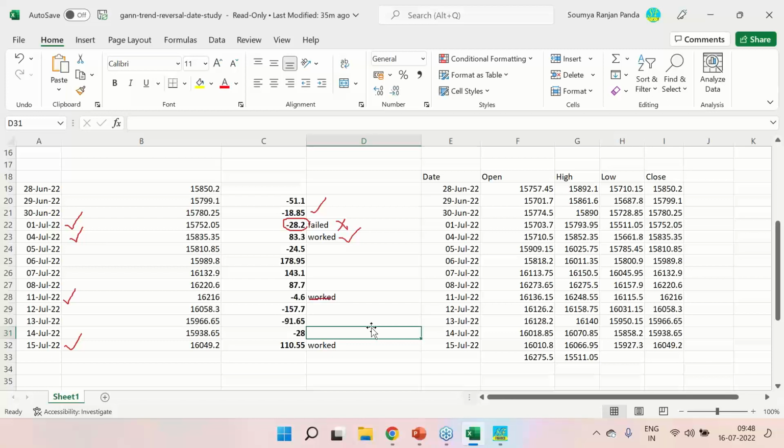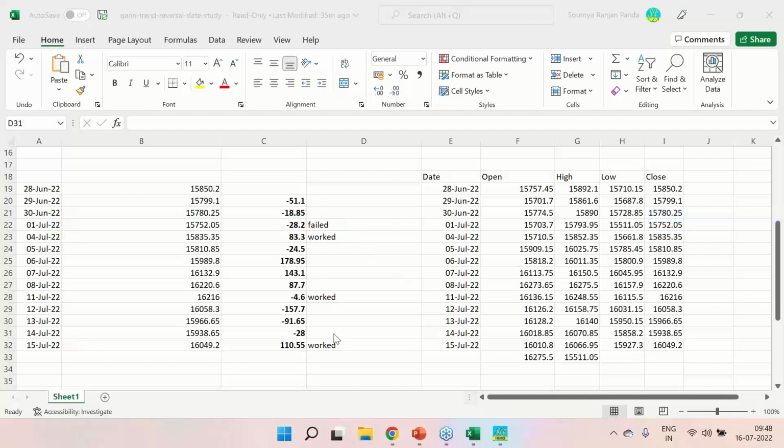So 15th July, yesterday we have seen, though in the morning it was negative, on closing basis it has gone to positive. I have taken all positive. So out of these 4 trend reversal days which are over, 3 have worked, 1 failed. No rocket science, no hanky panky in these calculations.